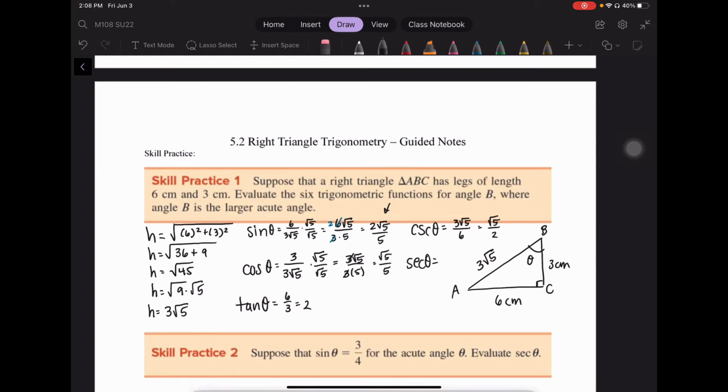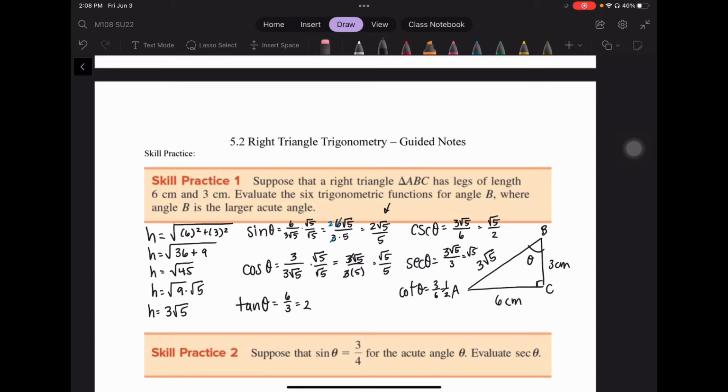The secant of theta is equal to the reciprocal of cosine, which is the hypotenuse over the adjacent side, which means we have 3 root 5 over 3, or just root 5. And then cotangent of theta is equal to the reciprocal of tangent, which was opposite over adjacent, so that is adjacent over opposite, or 3 over 6, which reduces to 1/2.